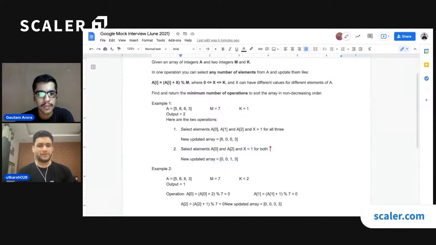Similarly, we have the second example, 5, 6, 6, 3. In this case, k is equal to 2. So the values of x can be 0, 1 or 2. In this example, we can solve it in one operation. We have selected a of 0 and added 2 to it, it will become 0. We have selected a of 1 and added 1 to it, it will become 0. And we have selected a of 2 and added 1 to it, it will become 0. So the final array will become 0, 0, 0, 3.